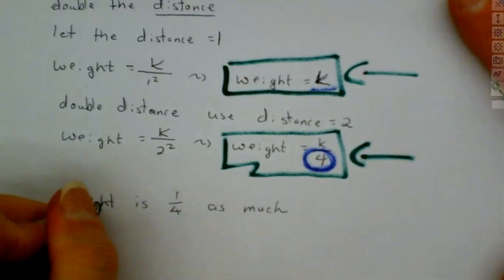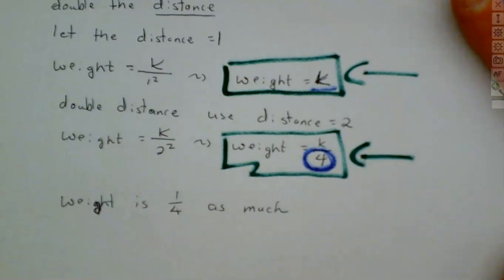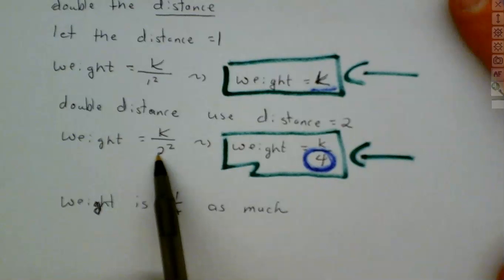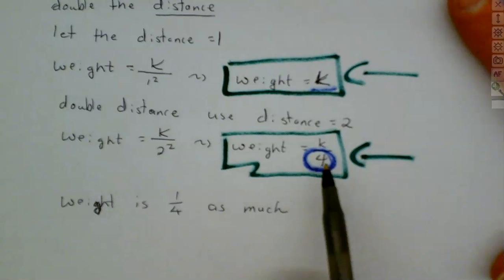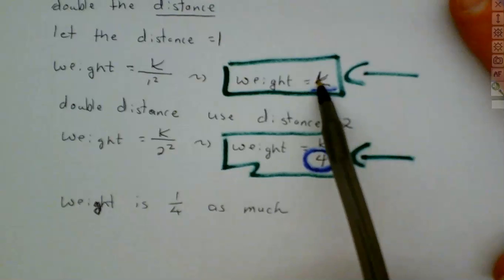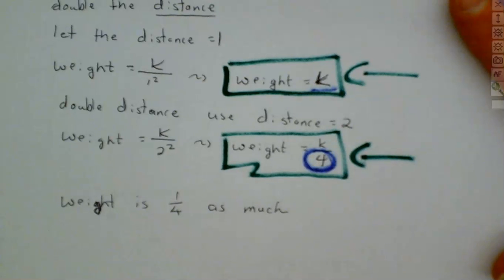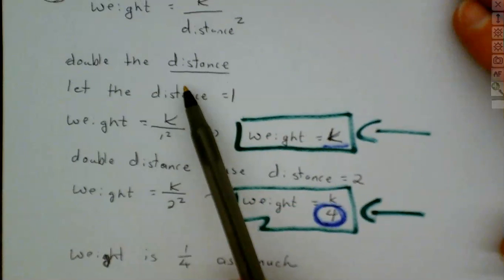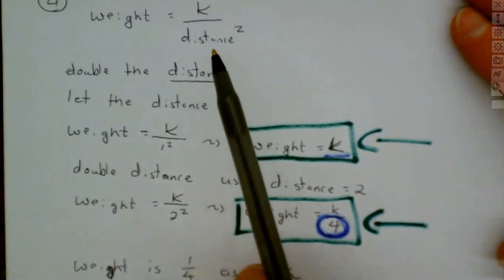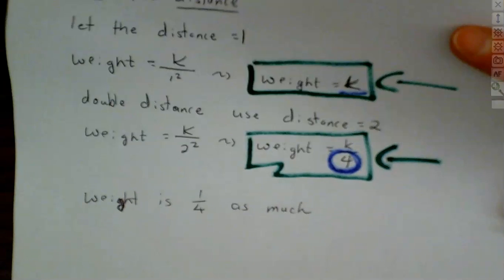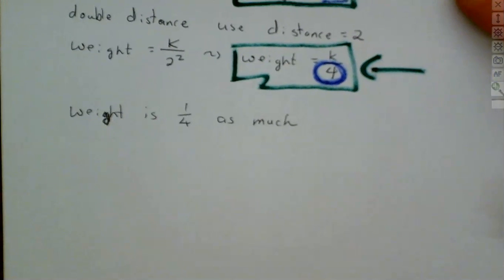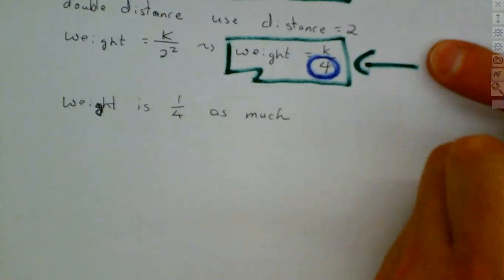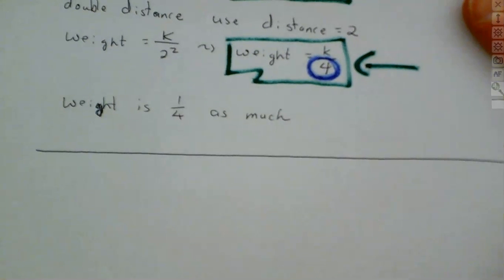Because when you doubled it, you're not really doubling it, you're squaring it. Because 2 squared makes it a 4. And so when you compare them, this one's k, and this one's k over 4. So when you double the distance, the weight is only 1/4 as much. Because in your original, that distance was squared. So that's what I'm looking for. When you double the distance, your weight is only 1/4 as much because of the square factor.